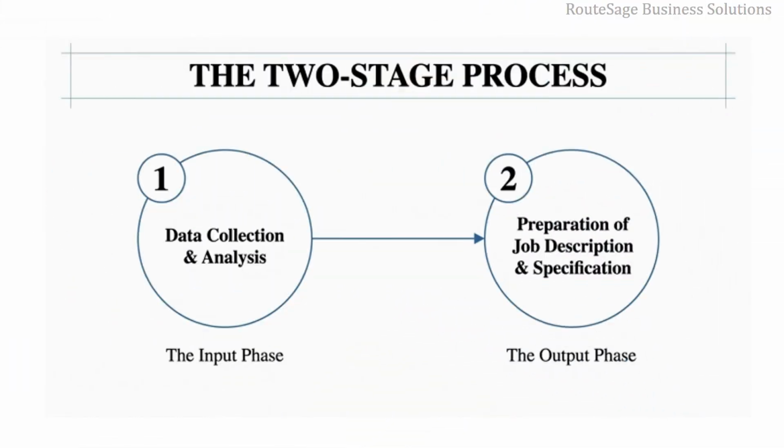Now, let's understand how job analysis is carried out. Job analysis follows a two-stage process. The first stage is the input phase, which involves data collection and analysis. In this stage, HR managers collect information about the job. The second stage is the output phase, where the collected data is used to prepare two important documents, the job description and job specification. So, remember this clearly, data collection comes first and documentation comes next.